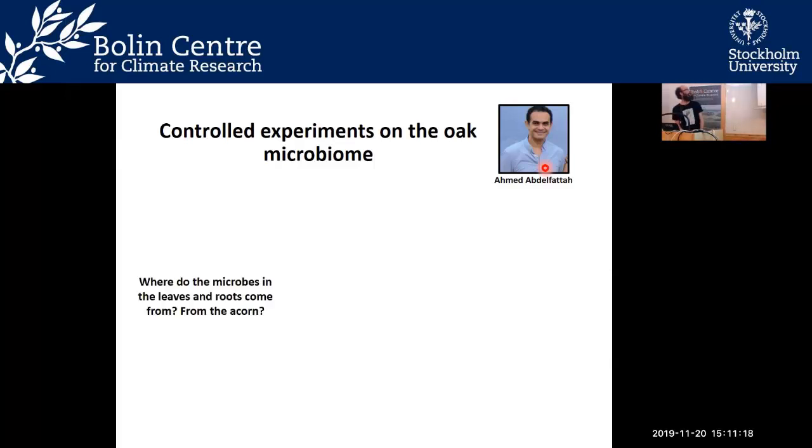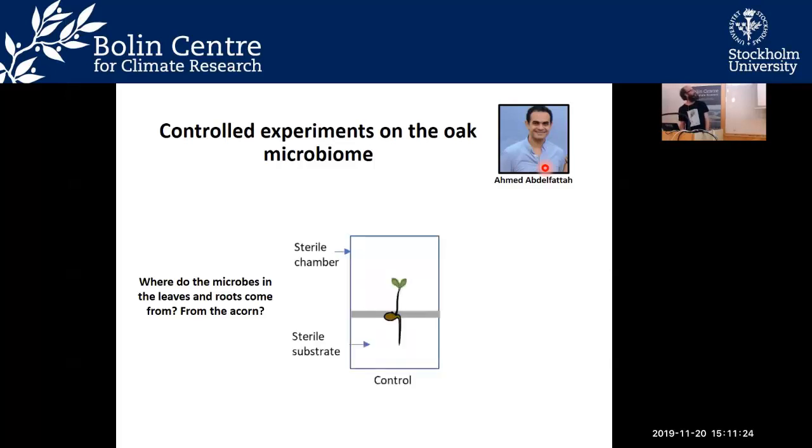So that's the question he asked. Where do the microbes in the leaves and roots come from? Do they come from the acorn? So he grew it in a sterile environment. And the answer is not very clear on the slide. I was actually just over lunch asking him the answer because we got the sequencing data. So most of the leaf microbes, they actually come from the embryo. So from the green part inside of the acorn. Most of the root microbes, they either come also from inside of the acorn or they come from this hard shell that surrounds the acorn. So many root microbes, they're hiding in the acorn shell.